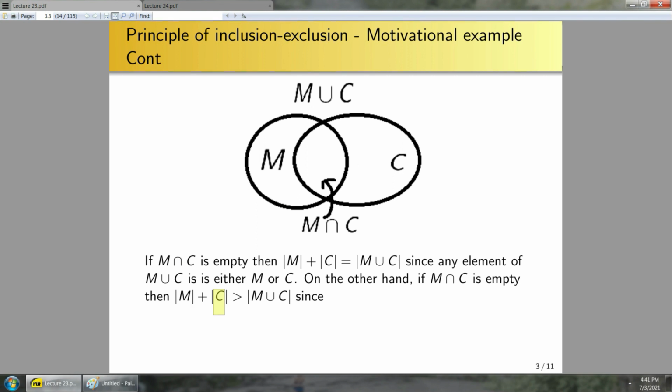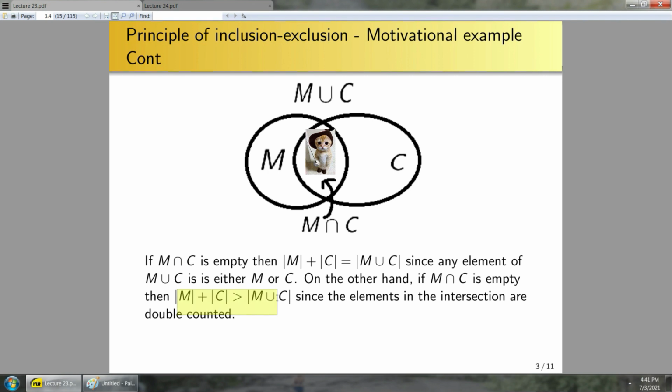To be explicit, if I have George sitting over here, who is in both of these sets, then if I count the things that are in M, I count George. And then if I count the things that are in C, I also count George. So in this case, the cardinality of M plus the cardinality of C counts George twice. So in slide form, the elements in the intersection are double counted.